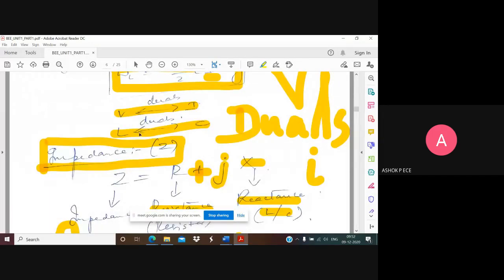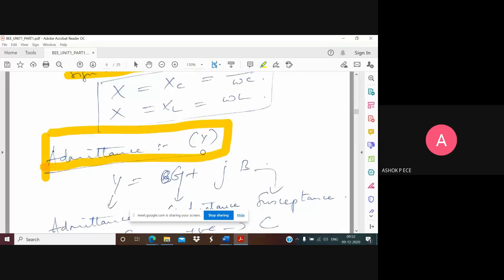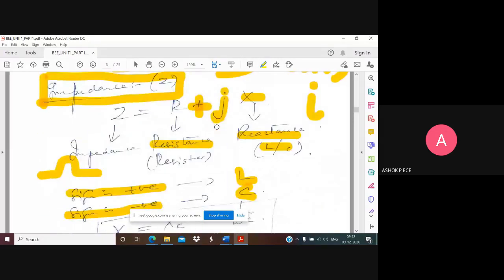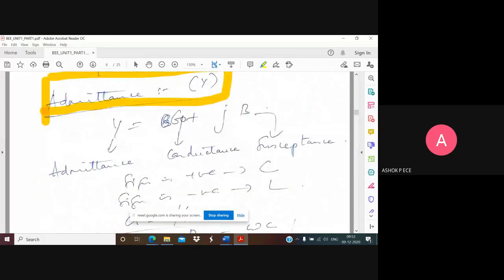As how we say V and I are dual, L and C are dual, you also have a dual for impedance. It is called admittance. Admittance is the dual of impedance and is denoted by Y. Impedance is denoted by Z, admittance by Y. The same way we write impedance as Z equal to R plus JX, we can write admittance as Y is equal to G plus JB. Y is your admittance, G is your conductance, and B is called susceptance.